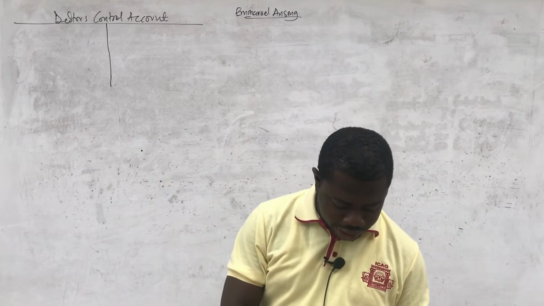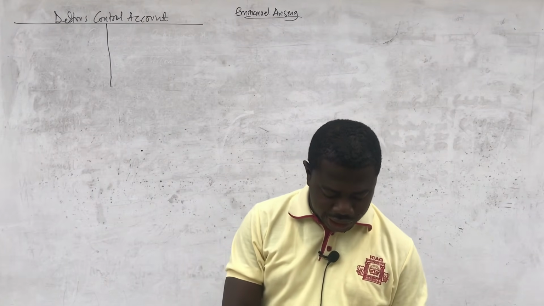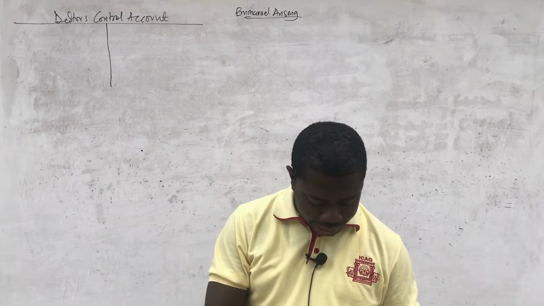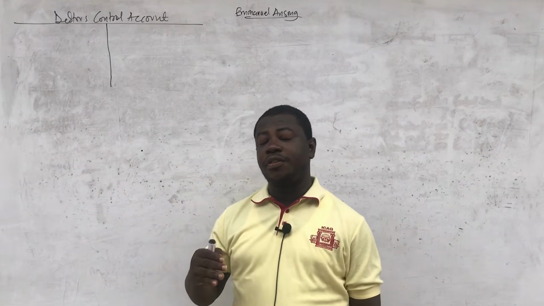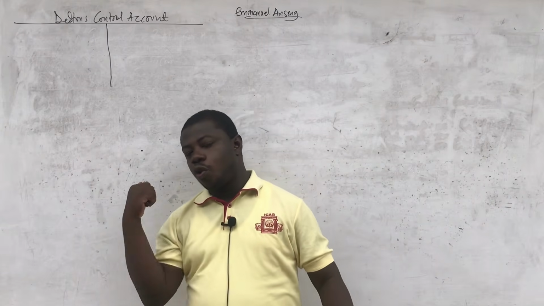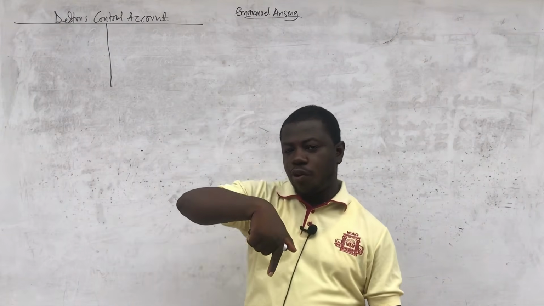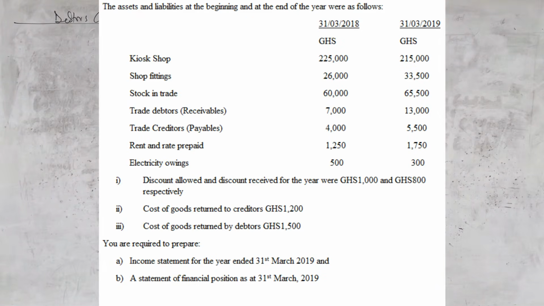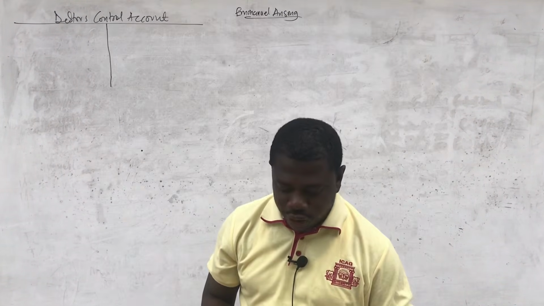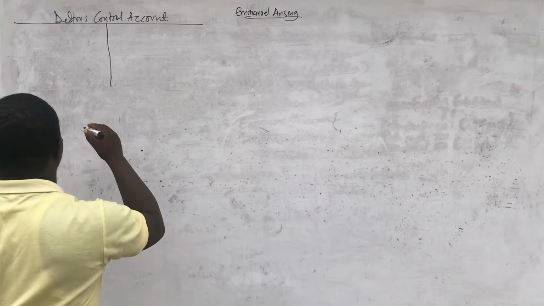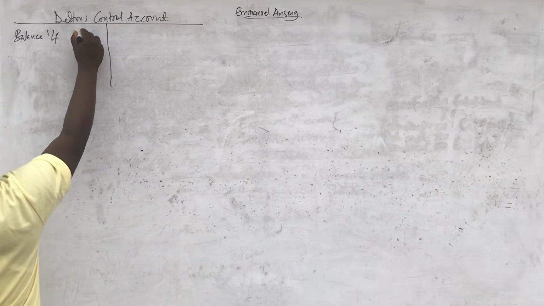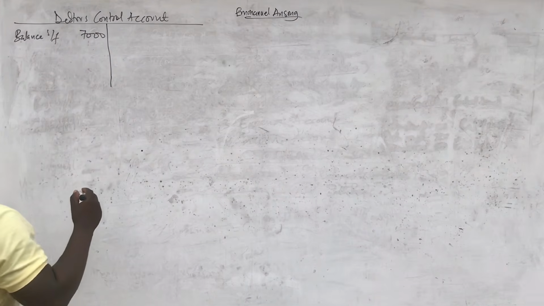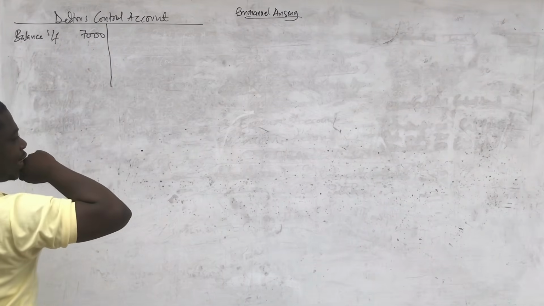You see that there is trade debtors, the opening balance, which is the 31st March 2018. That is the opening balance for the year. 31st March 2018 was the closing balance for last year, but it will be the opening for this year. The opening balance over there is 7,000, and then the closing balance is 13,000. So we begin with the opening balance. So balance brought forward for debtors is 7,000, and then the closing balance is 13,000.